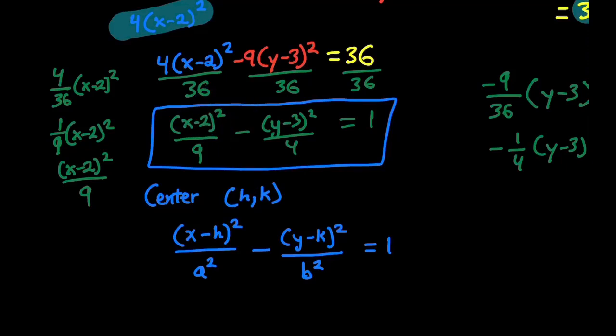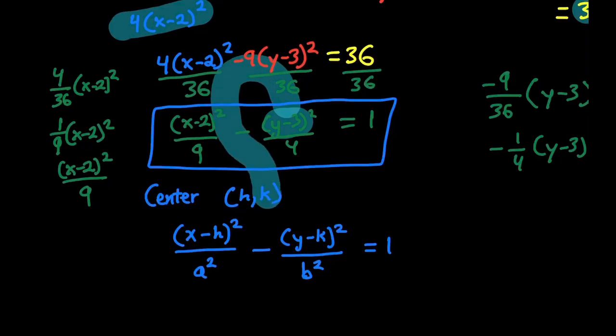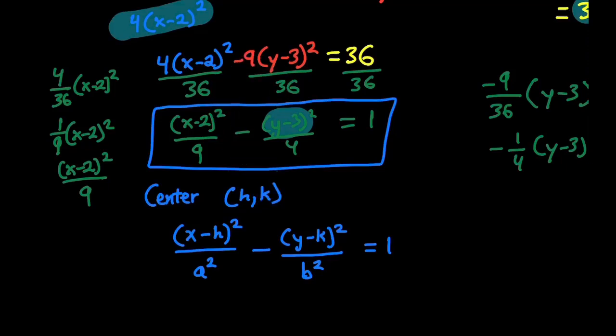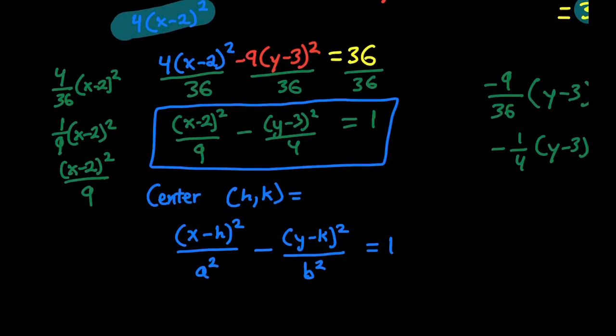And same thing for k. K is with y, but the same thing is that when you take it out of this parentheses to put it over here, you flip the sign. This means that the center is actually positive 2 for h, and it's positive 3 for k. So this is the center of the hyperbola. Okay. Got it.